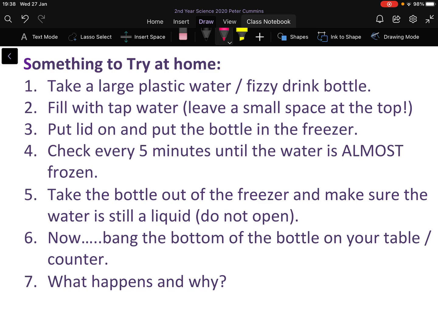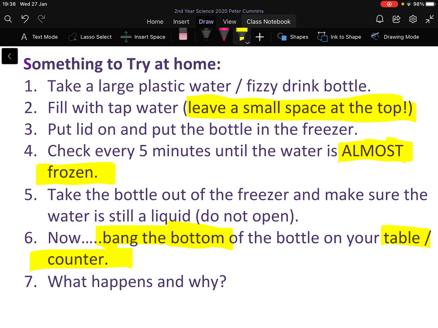Take a bottle, fill it with water, leave a space at the top or you will wreck your freezer. Put a lid on it, stick it in the freezer. Take it out when it's almost frozen. Don't let it freeze. Almost frozen. You should see condensation on the outside of the bottle. Make sure it's still a liquid and bang it on your counter or your table.